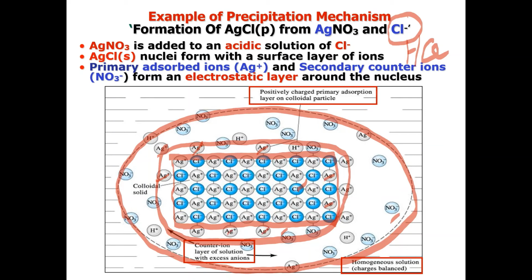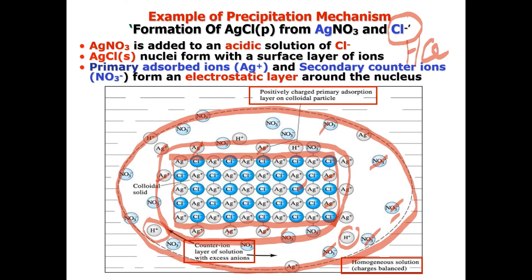So all of this shows that the primary layer consists primarily of Ag plus, and the secondary layer will consist of all the excess ions or spectator ions. What is our spectator ion? From the Ag nitrate, there will be the nitrate ion, and then from the Cl minus there will be the H plus. So all these are ions that come from HCl.